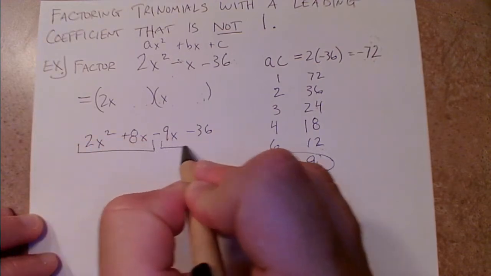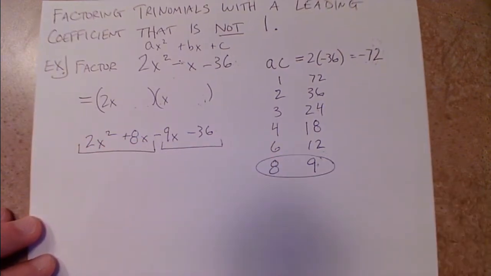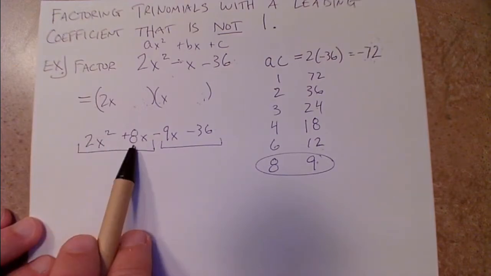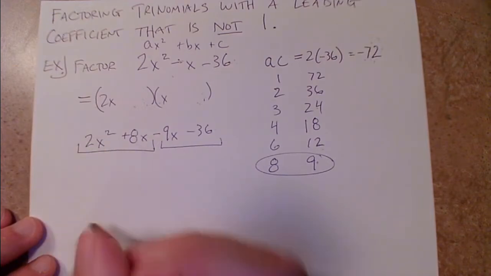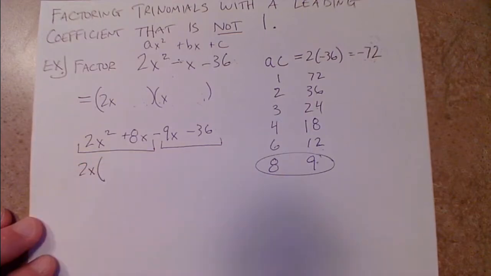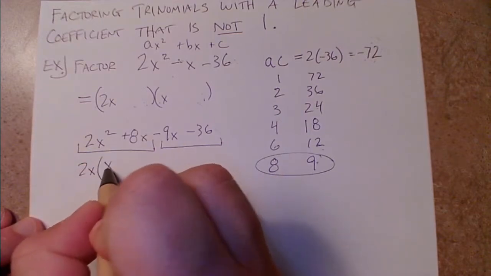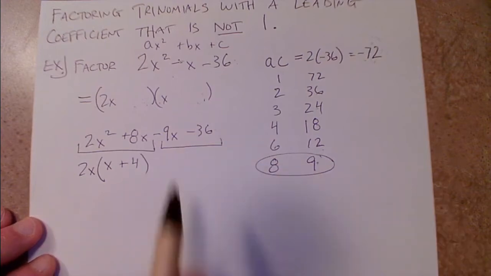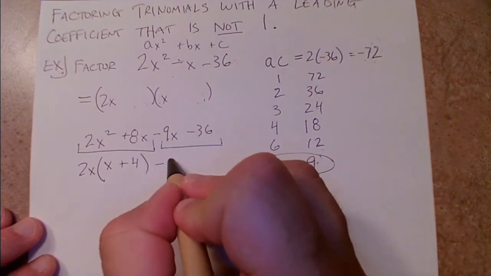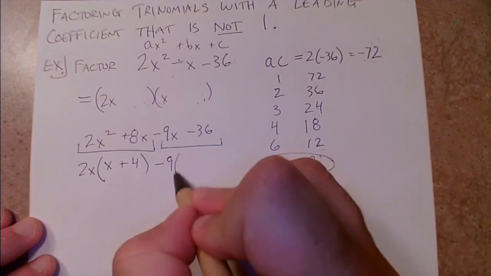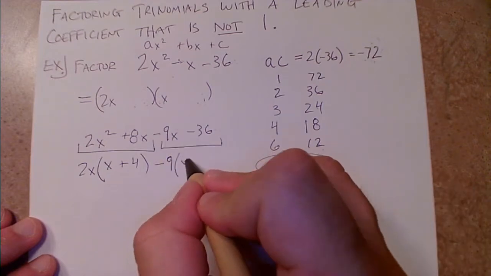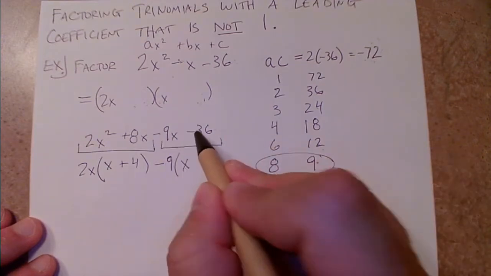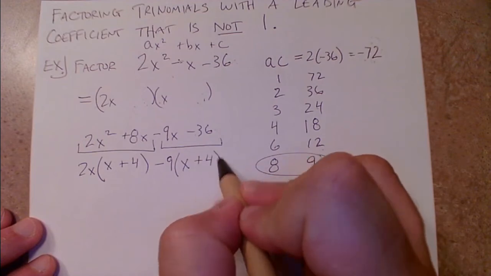I'm going to group these two together. I'm going to group those two together. What do these two have in common? They have a factor of 2 and a factor of x. I'm going to pull that out. I'm left with 8 or x plus 4. What do these two have in common? They have a negative 9 in common. When I pull a negative 9 out of negative 9x, I'm left with just x. When I pull a negative 9 out of negative 36, I get positive 4.